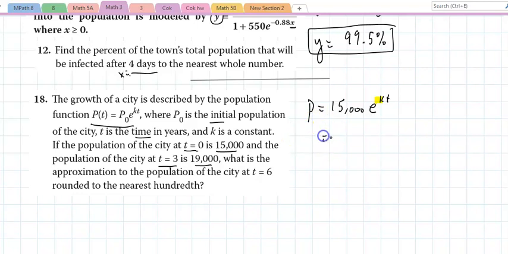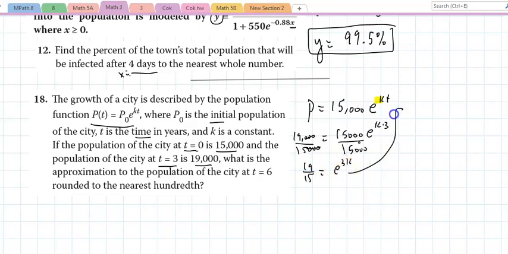So now, when 3 years have passed, this 15,000 became 19,000. Can I solve for K? Of course I can. Isolate the exponential by itself. 19 over 15 equals e to the 3k. Natural log of 19 over 15 equals 3k. And k would be natural log of 19 over 15 divided by 3.